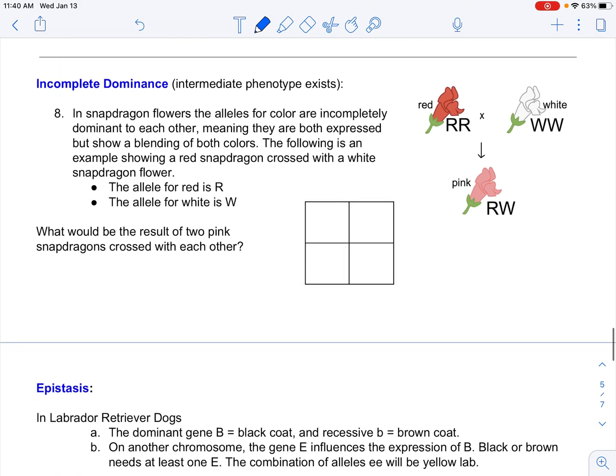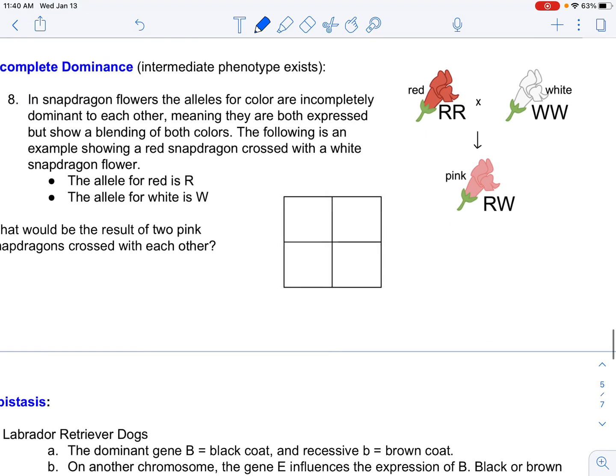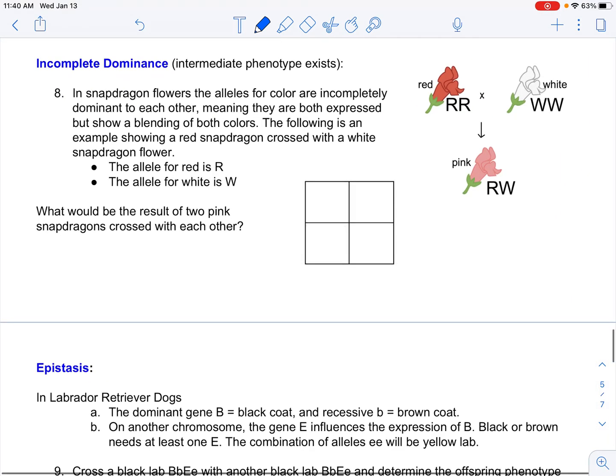What about if the traits are mixed? Then you get an intermediate phenotype. This is a little different. In snapdragon flowers, and I know the Amoeba Sisters video talks about this, same letters here for red and white, but a red times a white is going to give a pink, not a red and a white. Same setup for the Punnett square here, and if we cross a hybrid, we'll get 25% red, 25% white, and 50% pink.